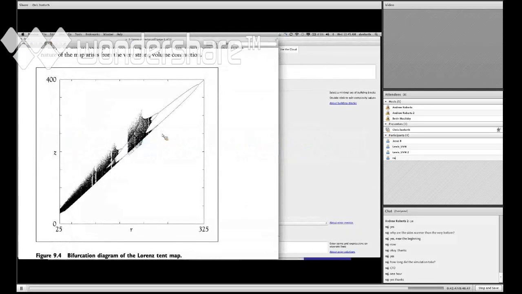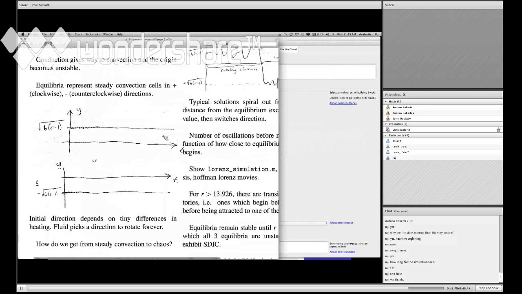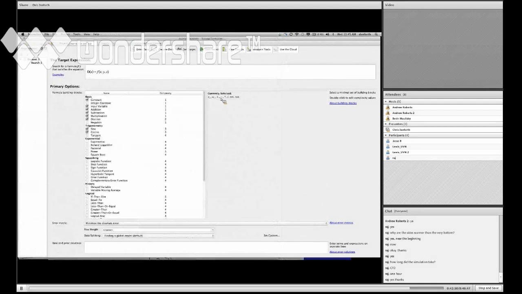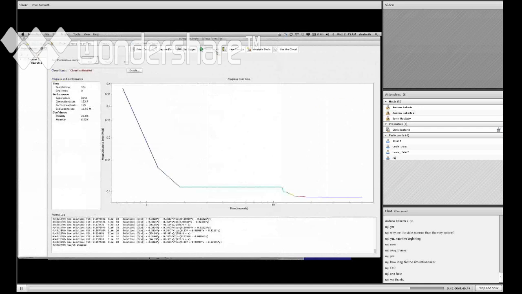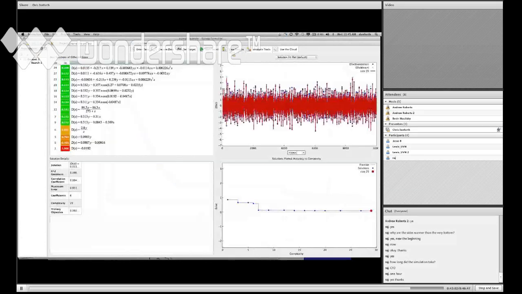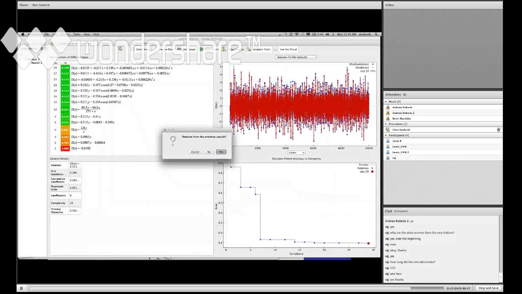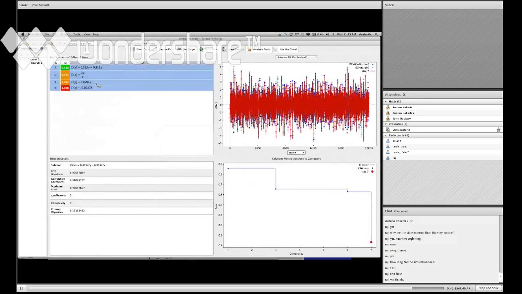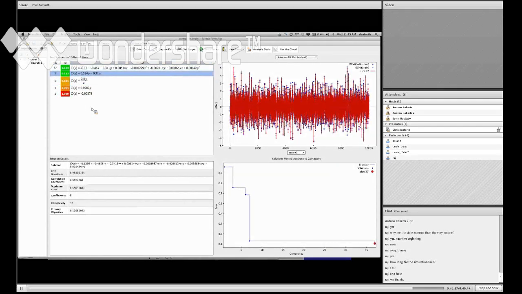And I can go back. Let me just go back and show you what Lorenz decided when he derived this from first principles was that dx dt, the rate of change, should be some parameter times x minus y. All right. So now what Eureka does is I'm going to ask it to search for potential equations that model this data very well. And so it's going to take a second for it to get its act together.